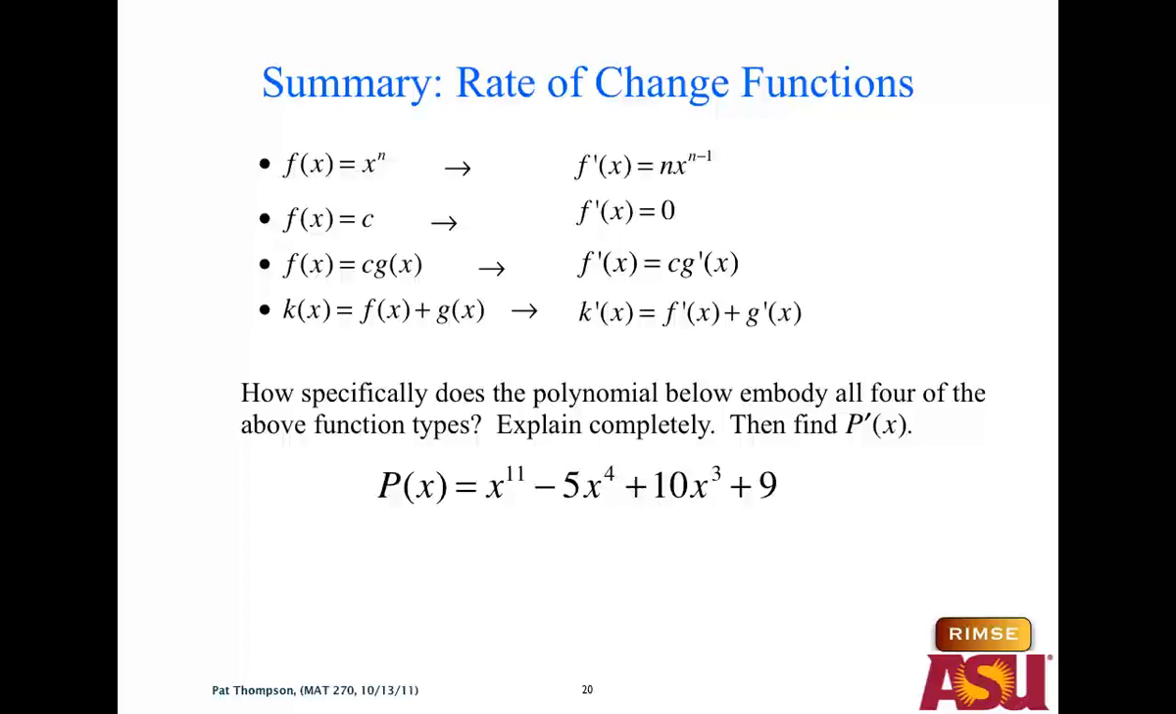So I want you to first ask, everyone think to yourself, 1, 2, 3, or 4, which of those four rules would apply to the overall structure of the function p? So think to yourself. So what we're asking is, is the overall structure something to x to a power of n? Is the overall structure a constant? Is the overall structure a constant times another function? Or is the overall structure the sum of functions?